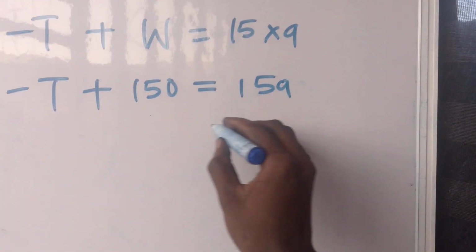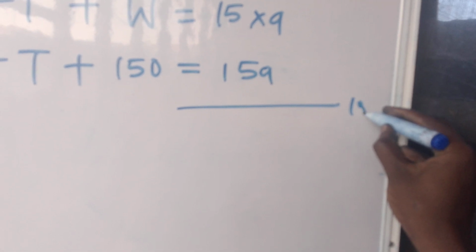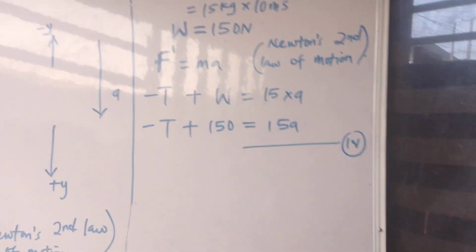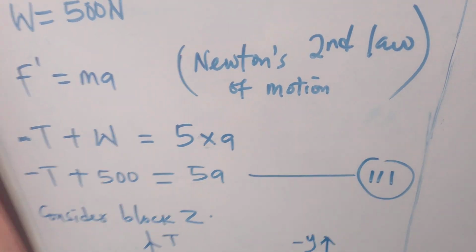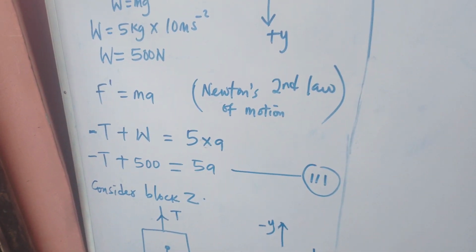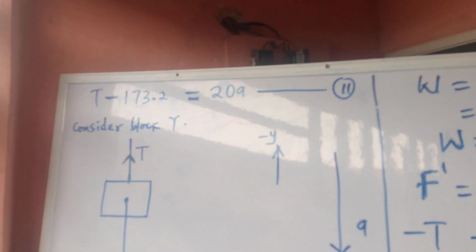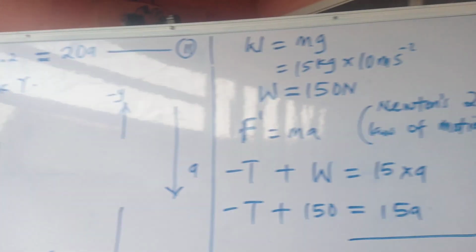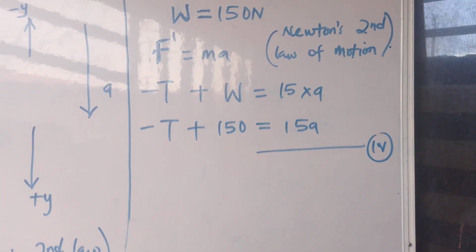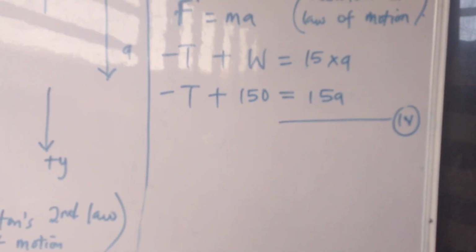I can call this equation 4. So this is equation 3: minus T plus 500 equals 5a. That's equation 2: T minus 173.2 equals 20a. And equation 4 is minus T plus 150 equals 15a.